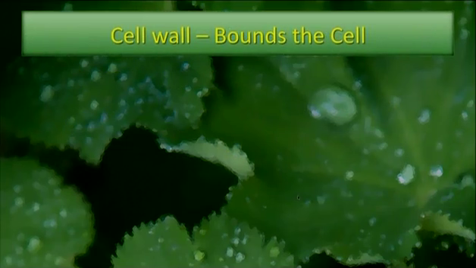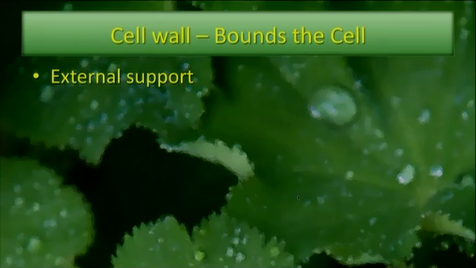Now the cell wall bounds the cell. It provides external support for the cell, because plants have no endoskeleton or exoskeleton. It needs external support from the cell wall. The cell walls either have rigid support that lends strength, or semi-rigid support for flexibility.